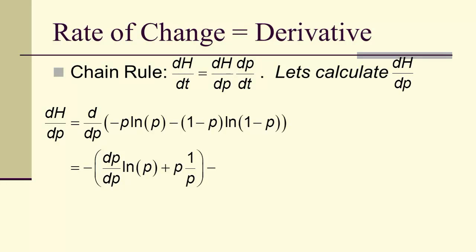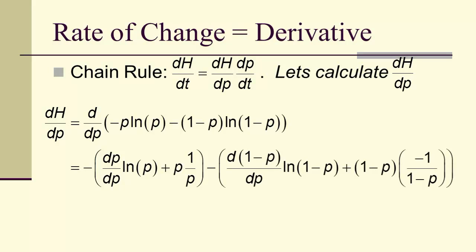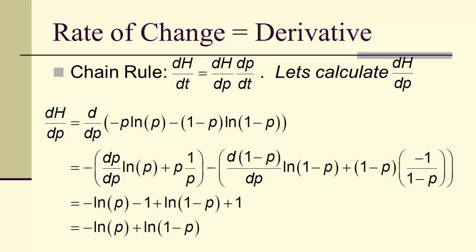We get, by the product rule, the derivative of the first, and the product rule applied to the second. Notice we have a p times a 1 over p, and we have a 1 minus p times a negative 1 over 1 minus p. And therefore we get this expression with a minus 1 and a plus 1. And clearly those cancel. And we're left with negative log p plus the log of 1 minus p.